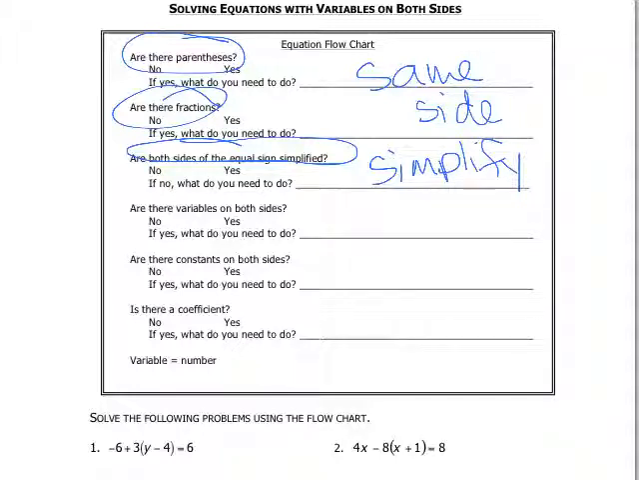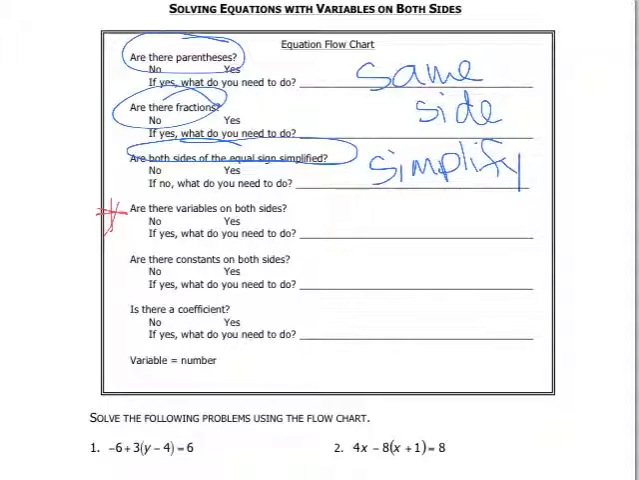Specifically, if I have parentheses, what do I do to get rid of them? Distribute, right? I multiply it into the parentheses. What if there are fractions? How do I get rid of them? Multiply by what? By the denominator. Good. So if I have parentheses, I get rid of them with distribution. If I have fractions, I multiply by the denominator. Simplifying same side could also mean I have to combine like terms on the same side of the equal sign or something like that. The new thing that we're going to do today is this one right here.